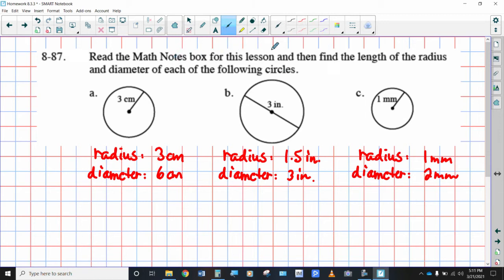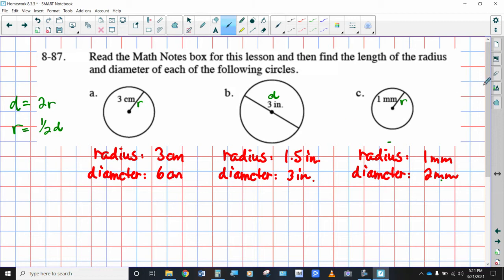Read the math notes and then find the length of the radius and the diameter of each of the following circles. All right, so remember what we said. The diameter is always going to be 2 times the radius, and the radius is always going to be half of whatever the diameter is. So here we've got the radius measure. That's 3, so we'll double it to make a diameter of 6. This is the diameter measure, so we'll take half of that, and that'll be the radius. This is the radius measure, and so when we double it, we've got the diameter.